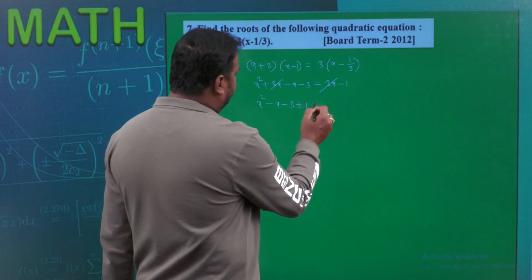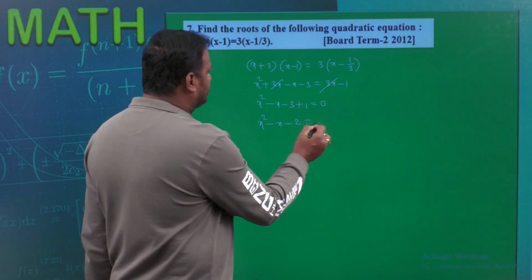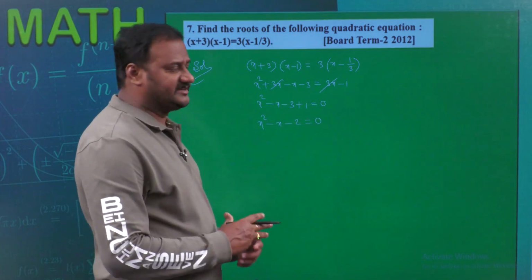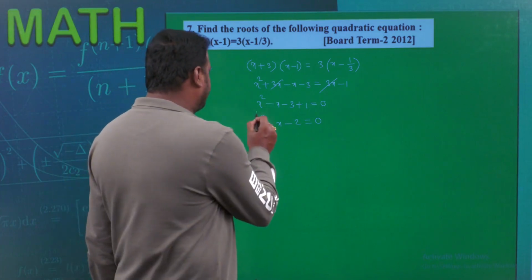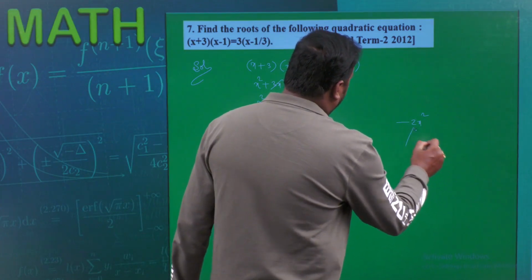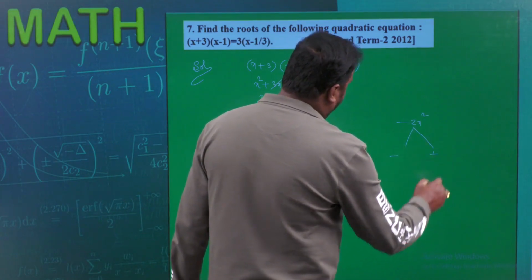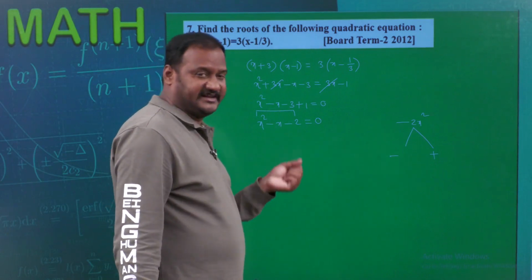Transpose minus 1 here, it would be plus 1. So x square minus x minus 2 is equal to 0. I think it is very much easier for us to factorize, because x square into minus 2 is minus 2x square. So the product is negative, so one of them is minus and one of them is plus. And the bigger should get the sign of the middle term, that is negative.